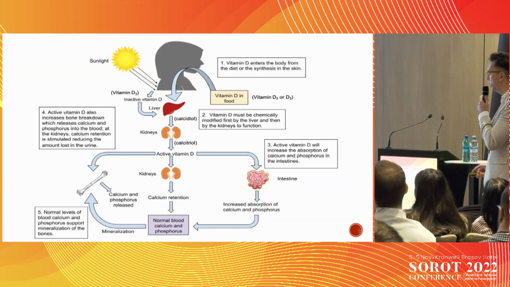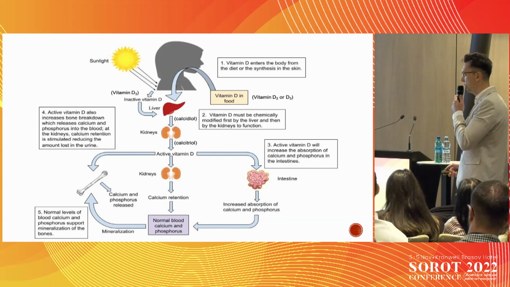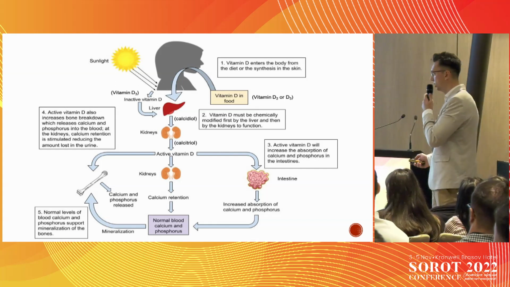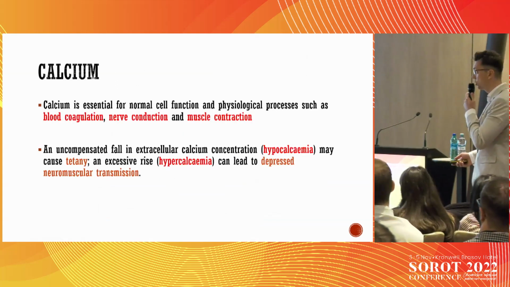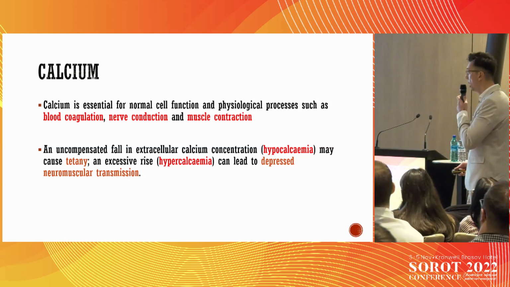It induces increased reabsorption of the calcium in the intestine, increased reabsorption of the calcium in the renal tubule, and increased activity of the osteoblasts in the bones. Calcium is essential for blood coagulation, nerve conduction, and muscle contractions.